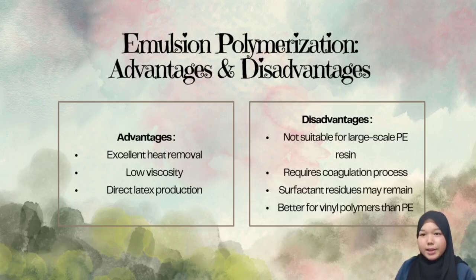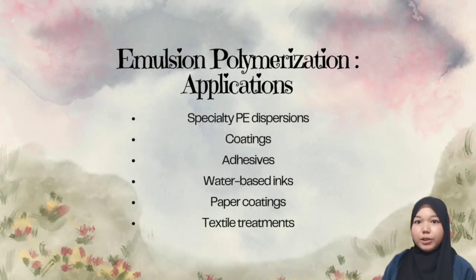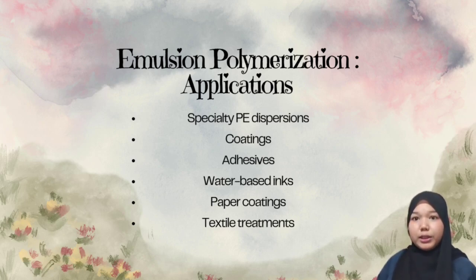Advantages and disadvantages. The advantages include excellent heat control and low system viscosity. However, the disadvantages are difficulty in purification and the presence of surfactant residue in the final product. This method is less commonly used for polyethylene production. Applications. Emulsion polymerization is mainly used for coatings, latex products, paints, and surface treatment. Next, we will move on to suspension polymerization and gas-phase polymerization.